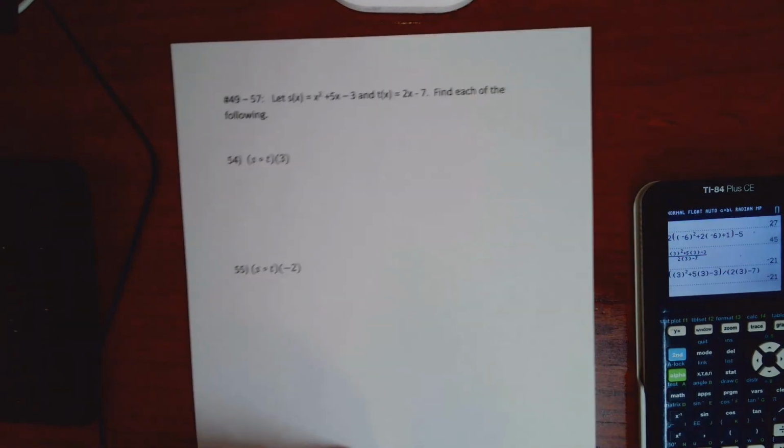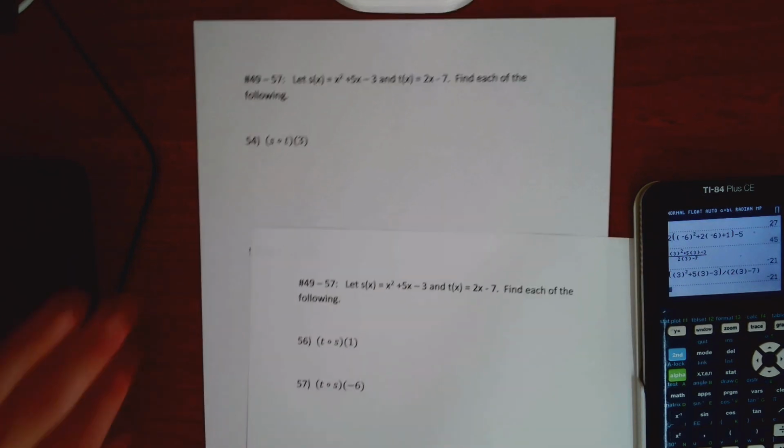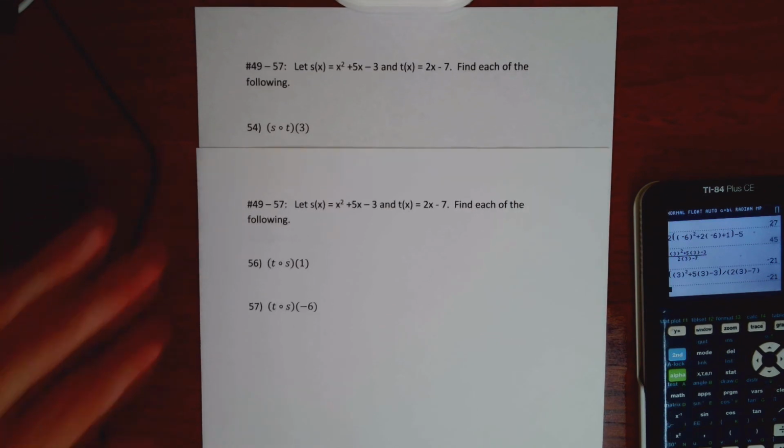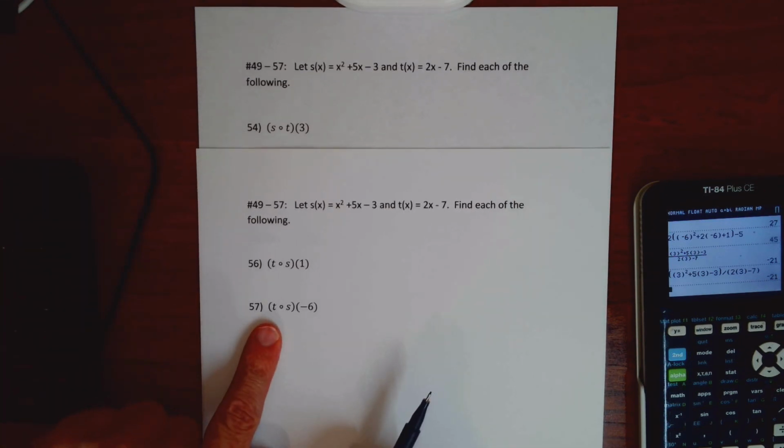There's so many of these. I think I want to do one more and move on to the next concept. And of the one more, I don't know which one's harder. Let's do 57 together. T composed with s of -6.